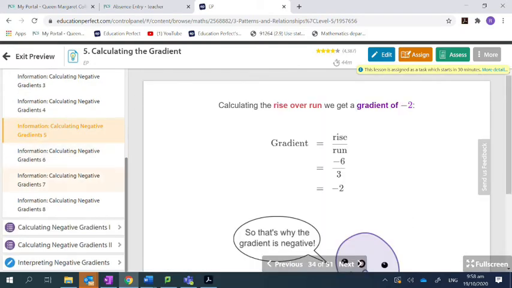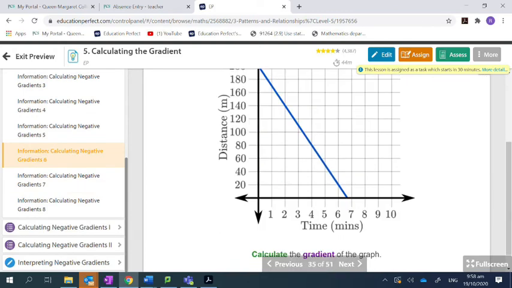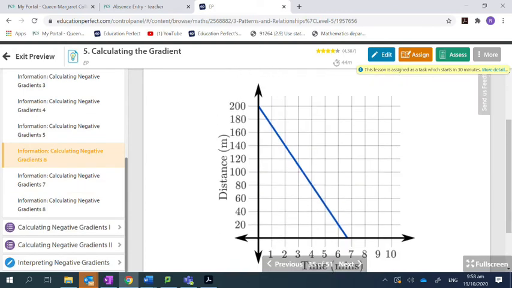Can we do one where it would be negative? Yeah, that's what we're looking at. Okay, here we go. First of all, I know the gradient of this line is going to be negative. Why? If you were walking along from the left and hit the line, you would have to start going down to follow it, right? Like it's a straight line. Exactly.